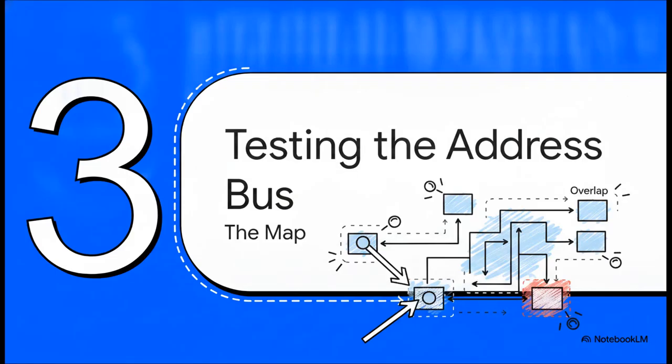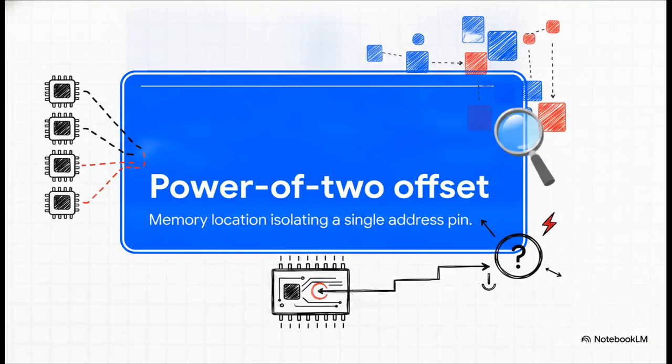Next up, section 3, testing the address bus, the map. So, now that the system can speak, we need to check its map to make absolutely sure no memory locations are physically overlapping. To do this efficiently, we rely heavily on power of 2 offsets, and the reason is pretty cool. Think about powers of 2 in binary. 1 is 0001, 2 is 0010, 4 is 0100, 8 is 1000, right? In a binary system, a power of 2 address guarantees that exactly one literal address wire is set to high. By testing exclusively at these specific offsets, we can pinpoint faults and test one literal address pin at a time.